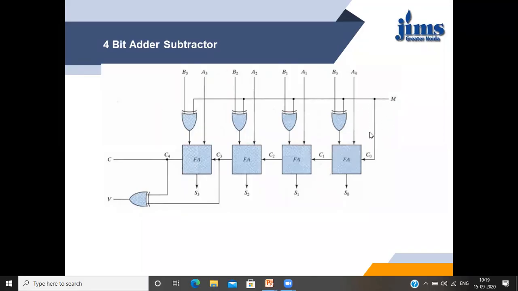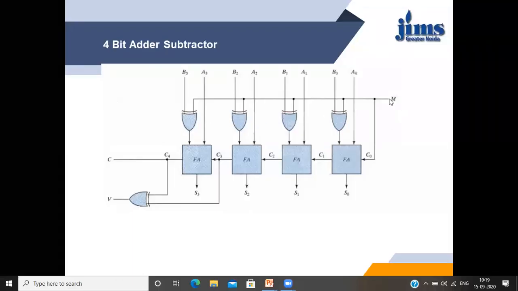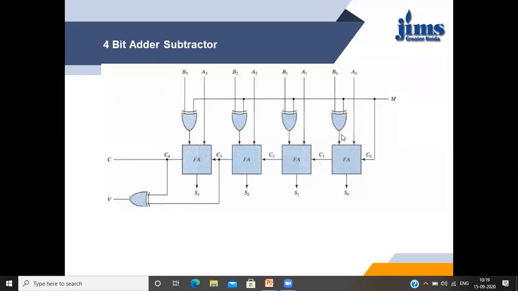So when M equals 0, the output of the XOR gate will be in the true form. When M equals 1, the output of the XOR gate will be in the complemented form, that is the one's complement of B, and the one's complement of B added to the input carry 1 will provide the two's complement, and hence we get A minus B. So this is the purpose behind the 4-bit adder and subtractor.